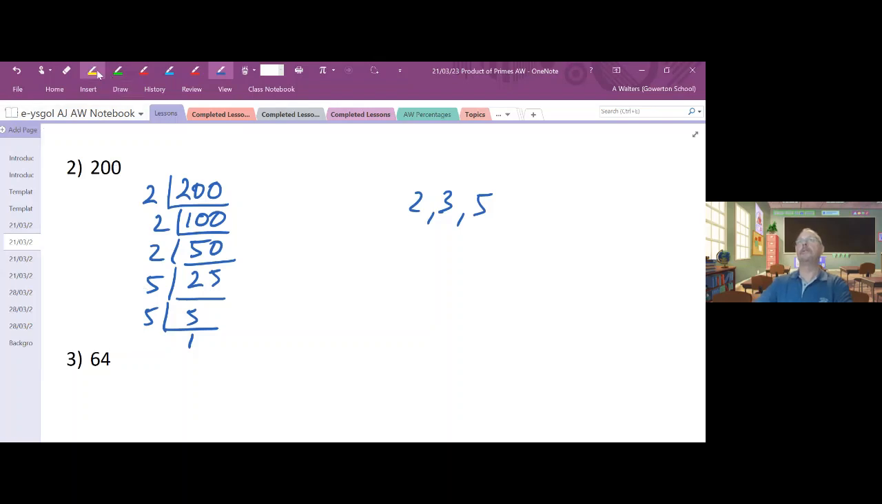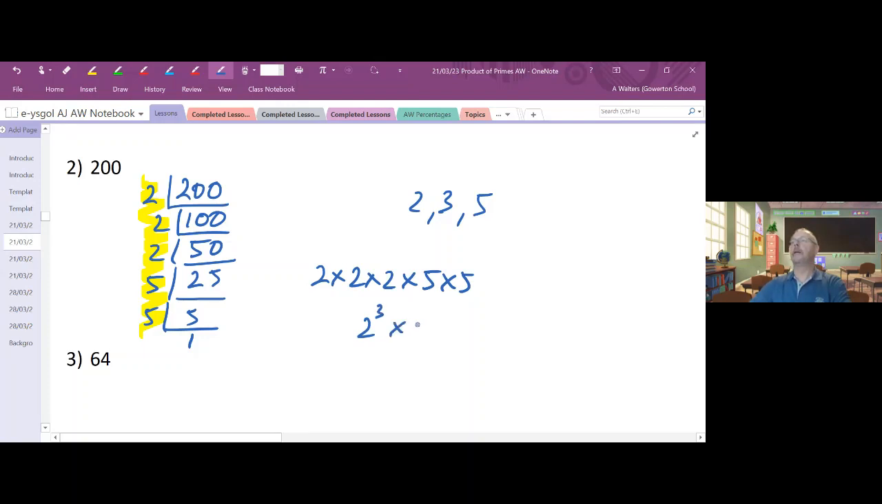All the prime factors are on the left-hand side. I'm going to write them out as a product for the second mark, and then I'm going to put them in index form. There's 3 2s, so it's 2 cubed. There's 2 5s, so it's 5 squared. That's the answer for 3 marks. I'm going to check it. 2 cubed is 8. 5 squared is 25. 8 times 25 is the 200. So I'm happy to go with that. 1 mark, 2 marks, 3 marks.